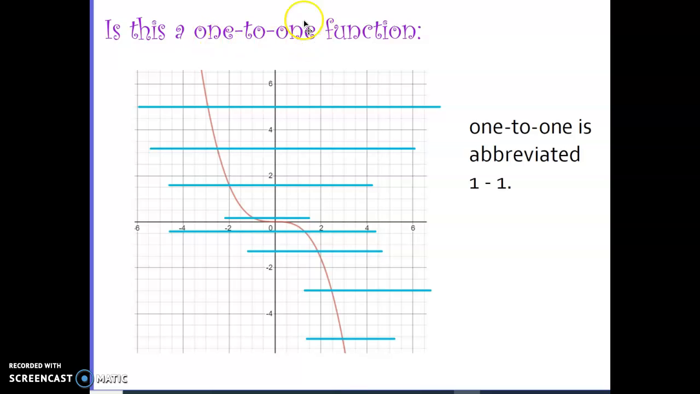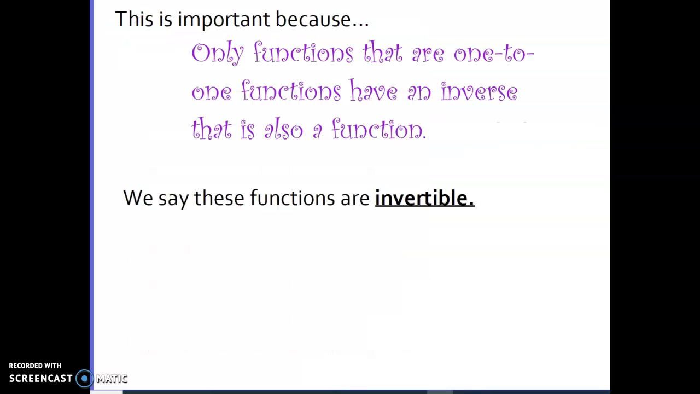Okay, so in math, instead of writing out one-to-one, we're just going to abbreviate it as 1-1. So this mathematical symbol right here means the function is one-to-one, like this one, where none of the y values are repeated. The reason this is important is because only one-to-one functions have an inverse that is also a function. We say that these types of functions are invertible. That's a vocabulary word you need to write down and be familiar with. Invertible means that the function's inverse is also a function.